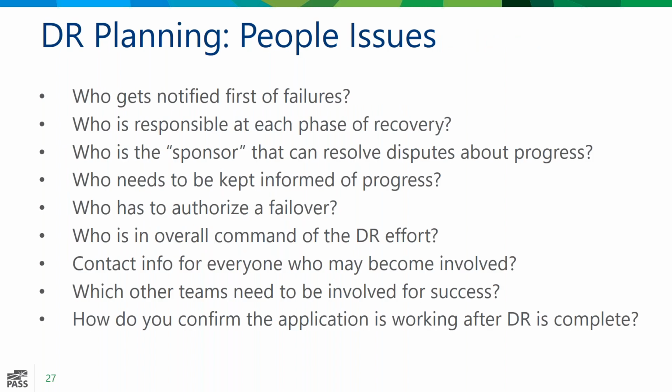All right, DR planning, people issues. And this is really important stuff, by the way. So you need to have a plan ahead of time. So who gets notified first when there's a failure? And who's responsible at each phase of the recovery? And who's the business sponsor, the person with lots of political power that can resolve disputes between the hardware people and the DBAs and the network people and the application people? And who needs to be kept informed as you're going through the process?